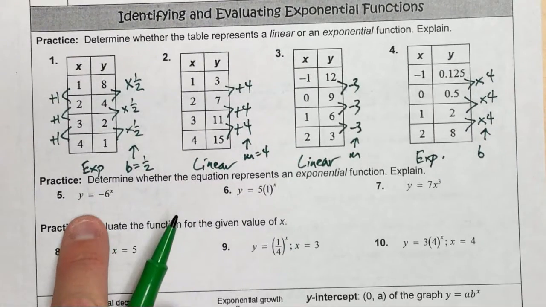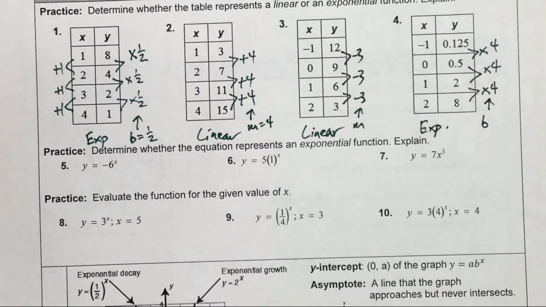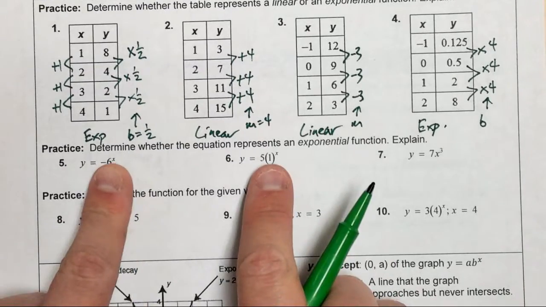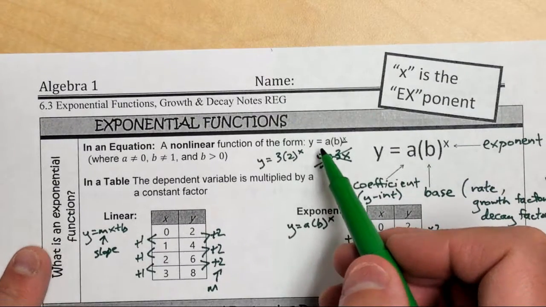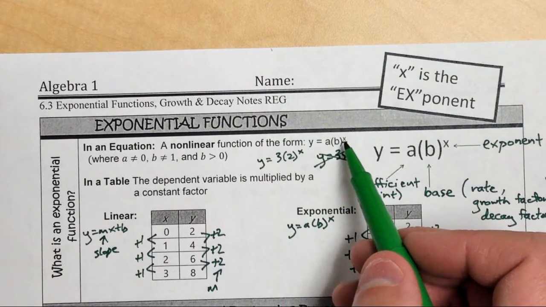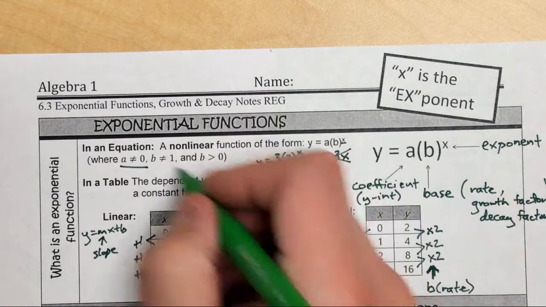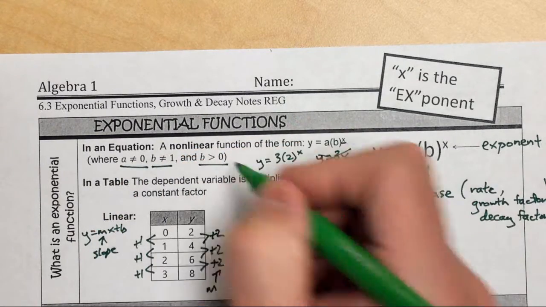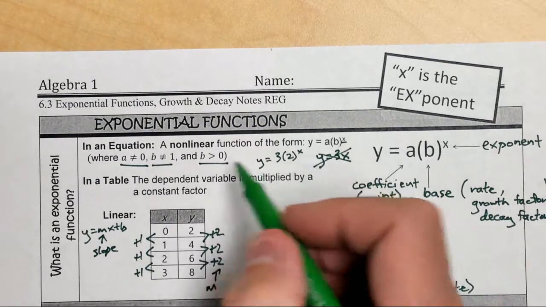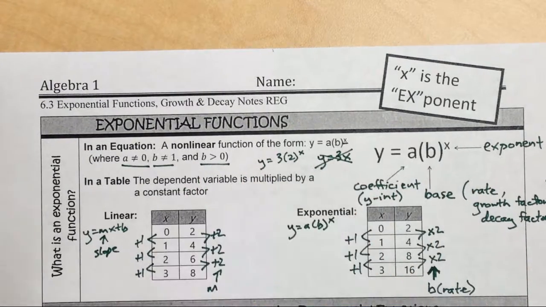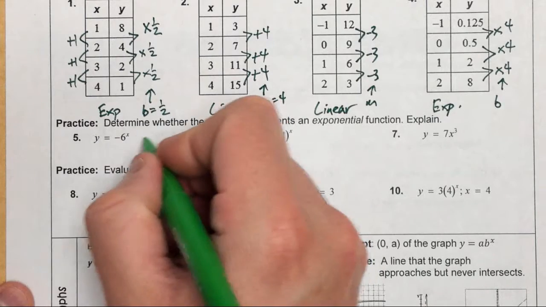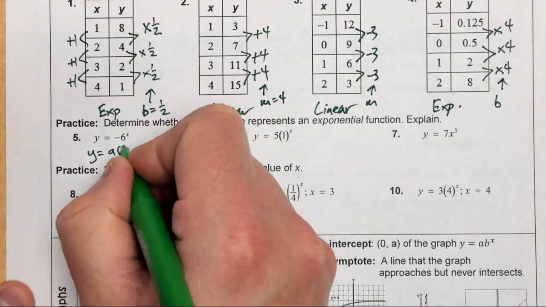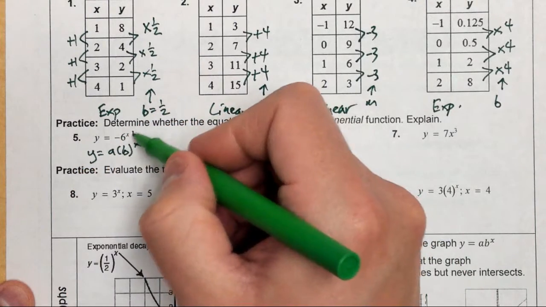So looking at 5, 6, and 7, determine whether the equation represents an exponential function and explain. I'm going to go right back to the top here and indicate that, again, an exponential function is in the form of y equals a times b raised to the power of x. A cannot be 0, b cannot be 1, and b has to be a value greater than 0. If all of these characteristics are there, then we can say that it's an exponential function. So if I look here, y equals a times b to the power of x. I have my exponent here.